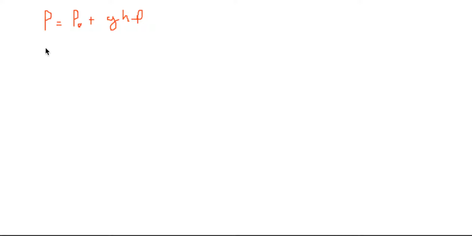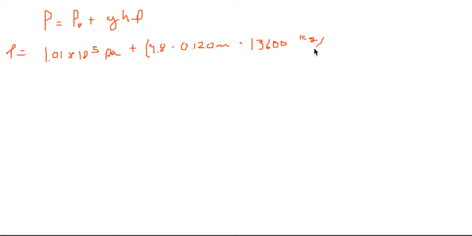So we have P0, which was the atmospheric pressure, which is a known of 1.01 times 10 to the fifth pascal, plus our gravity, which is 9.8 meters per second squared, times our height of 0.120 meters, times the density of mercury, which was 13.6 times 10 to the third, or 13,600 kilograms per meters cubed.